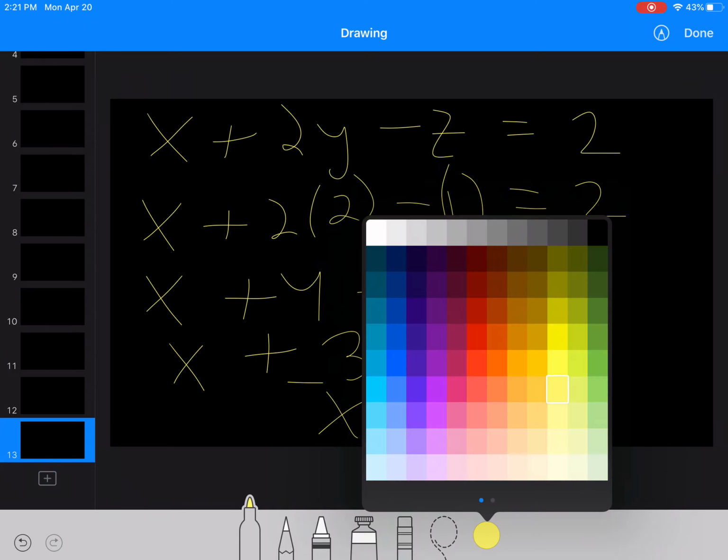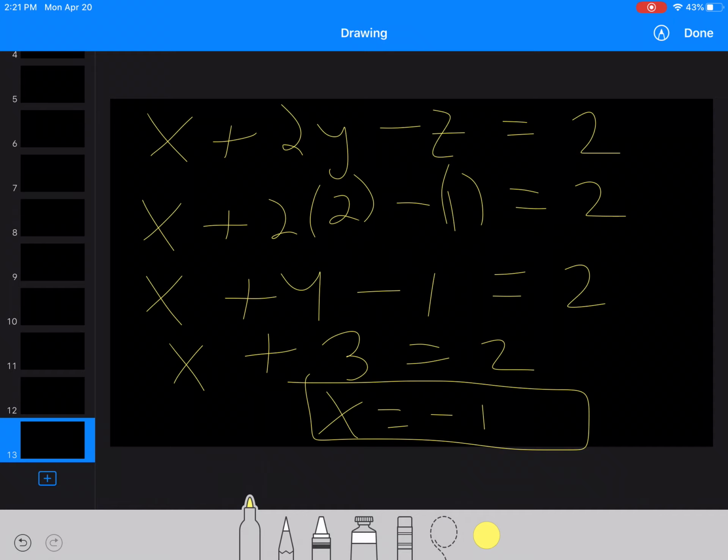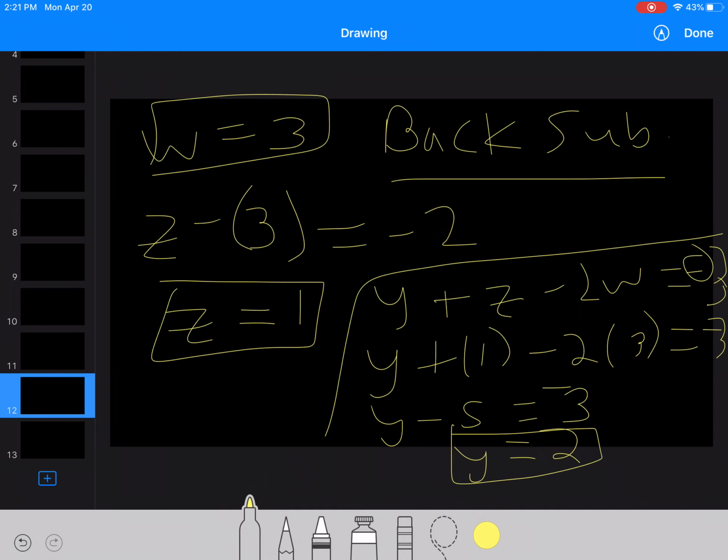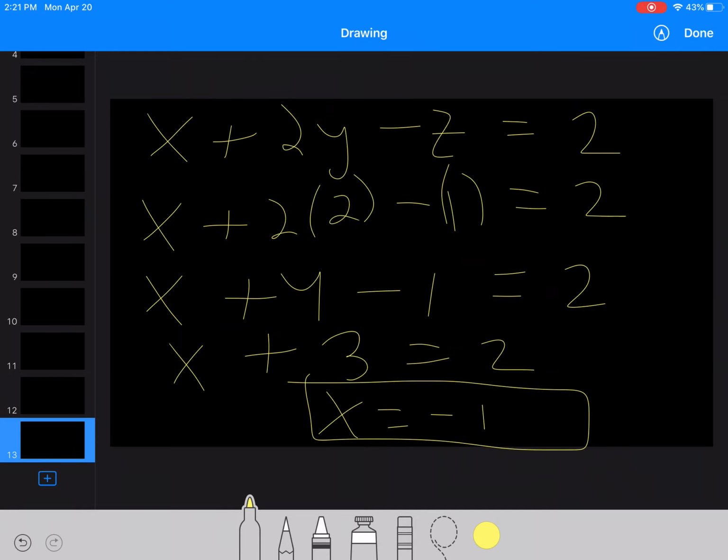So our final solution set would be x equals negative 1, w equals 3, z equals 1, and y equals 2. So we just solved a problem with 4 variables.